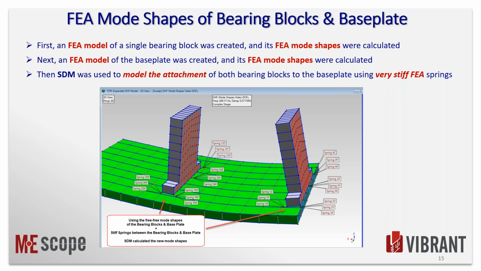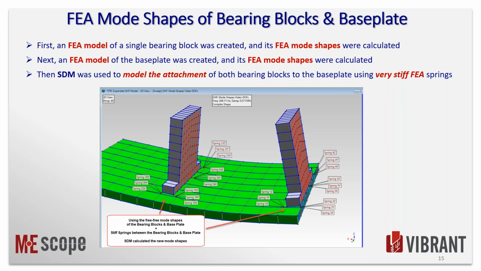So I did that. I built an FEA model of one of the bearing blocks, solved for its modes of vibration in free space, what are called free modes. Then I just duplicated all that for the other bearing block. And then I built an FEA model of the base plate. Again, very simple, the easiest. I'm no FEA expert, but I can do that much.